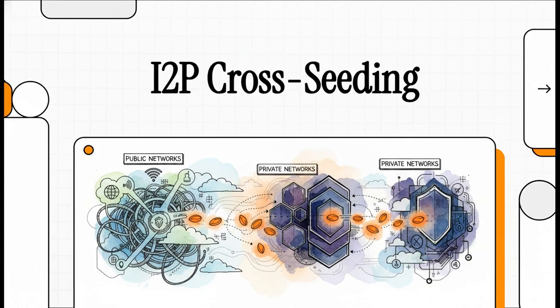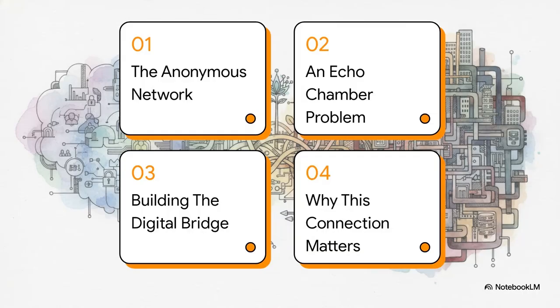Welcome to The Explainer. Today we're taking a look at a really interesting corner of the internet, a private network that has a bit of an emptiness problem. And we're going to explore a super clever solution called cross seeding. So here's what we're going to cover.